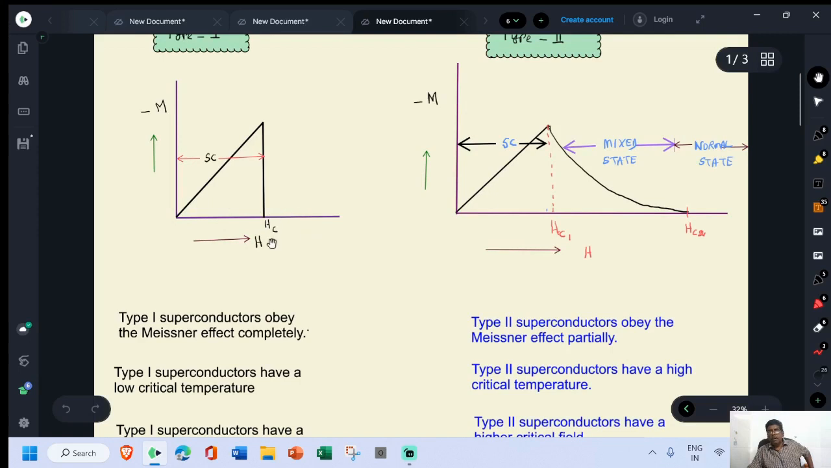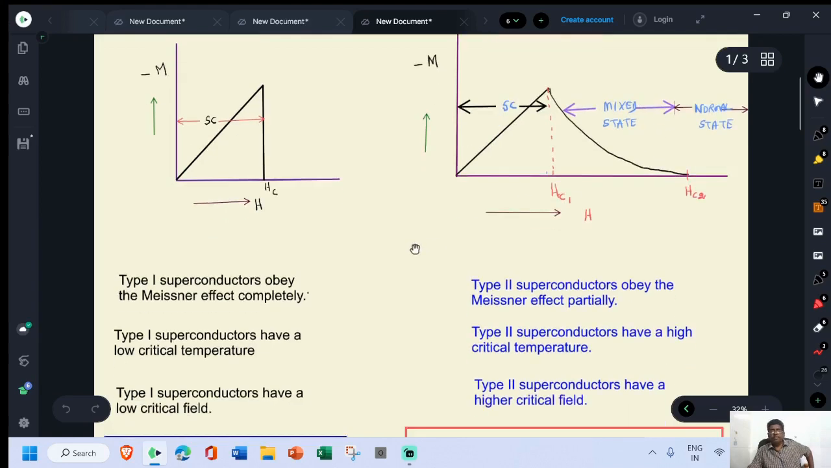Then after HC, that is, when the field value is greater than HC, B not equal to 0. Here, less than HC1, B equal to 0. But in between HC1 and HC2, the magnetic field lines start to penetrate gradually. But the specimen is in the mixed state, partially superconducting, partially normal conducting.